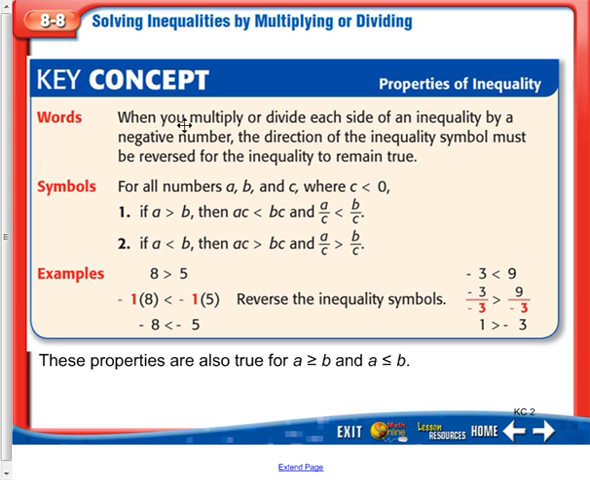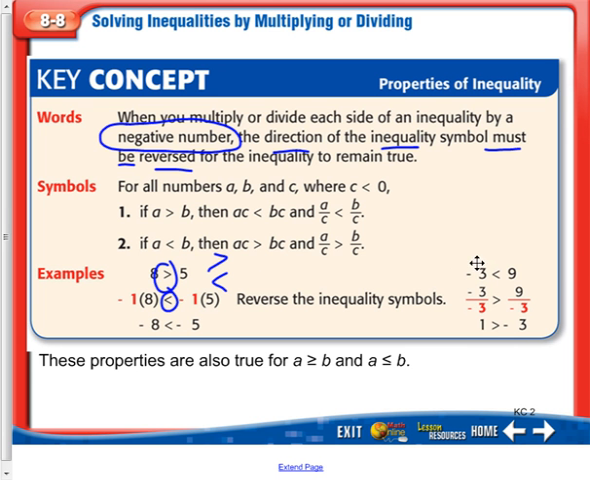Okay, but when you multiply or divide each side of an inequality by a negative number, the direction of the inequality must be reversed in order for the inequality to remain true. So notice here, you're multiplying both sides by negative 1. Well, look what happens. Negative 8 is less than negative 5. That is true. Take a look here. It went from 8 is greater than 5 to negative 8 is less than negative 5. So they did flip it. So it went from a greater than to a less than symbol.